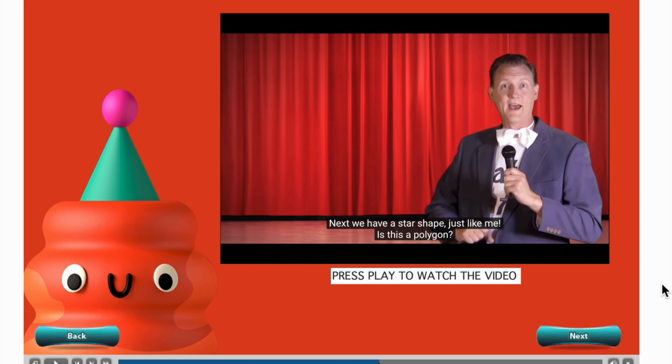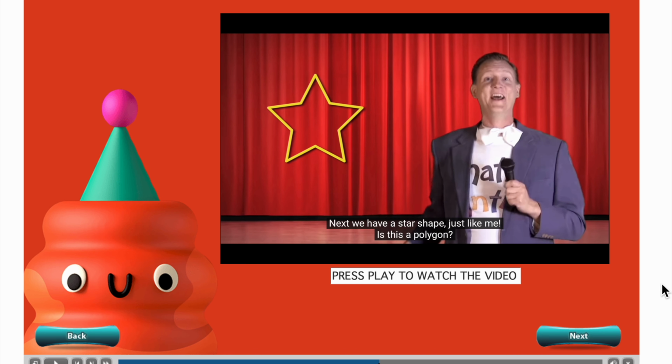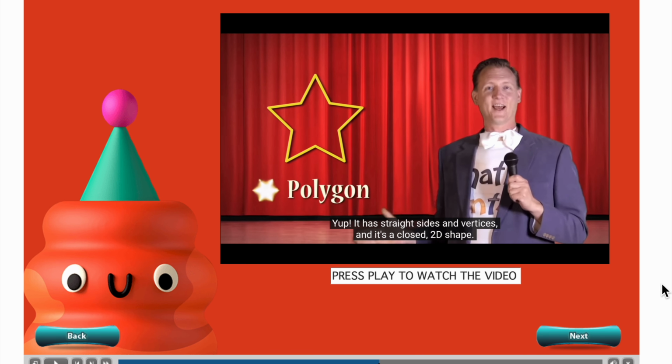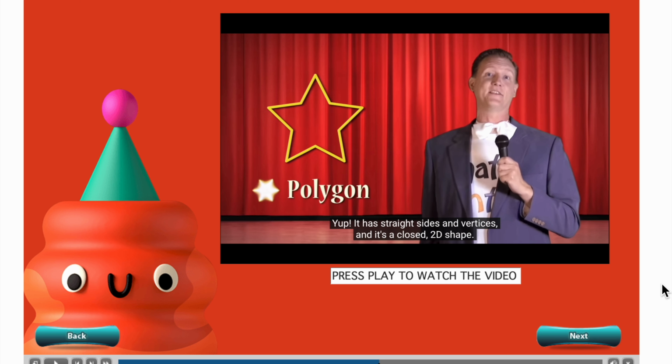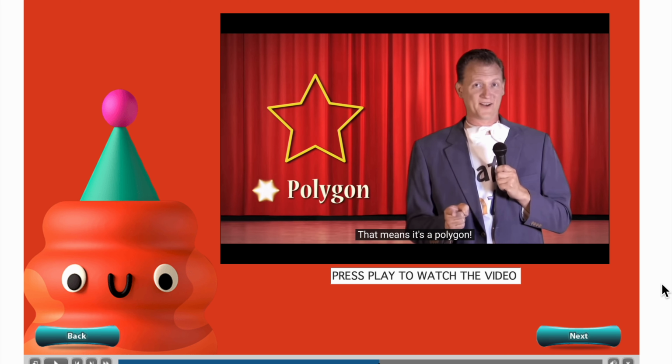Oops. Next, we have a star shape, just like me. Is it a polygon? Yup. It has straight sides and vertices, and it's a closed 2D shape. That means it's a polygon.